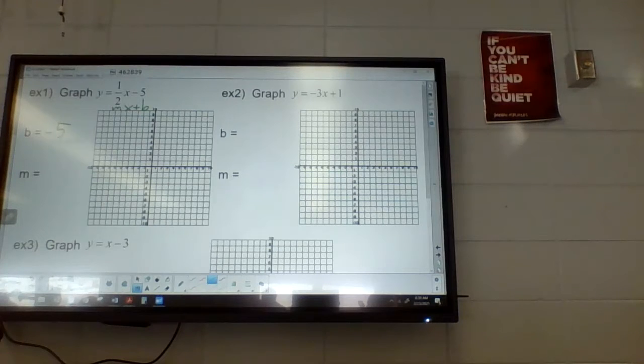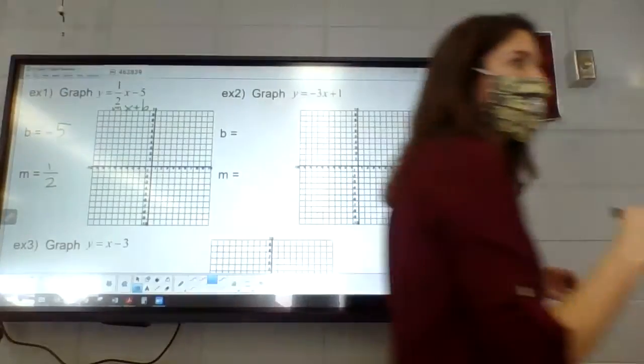And then I'm going to point out the slope right away. That's our m, that's 1/2. Notice I don't even have any variables in this part of it. I'm just taking those little pieces out of my formula.